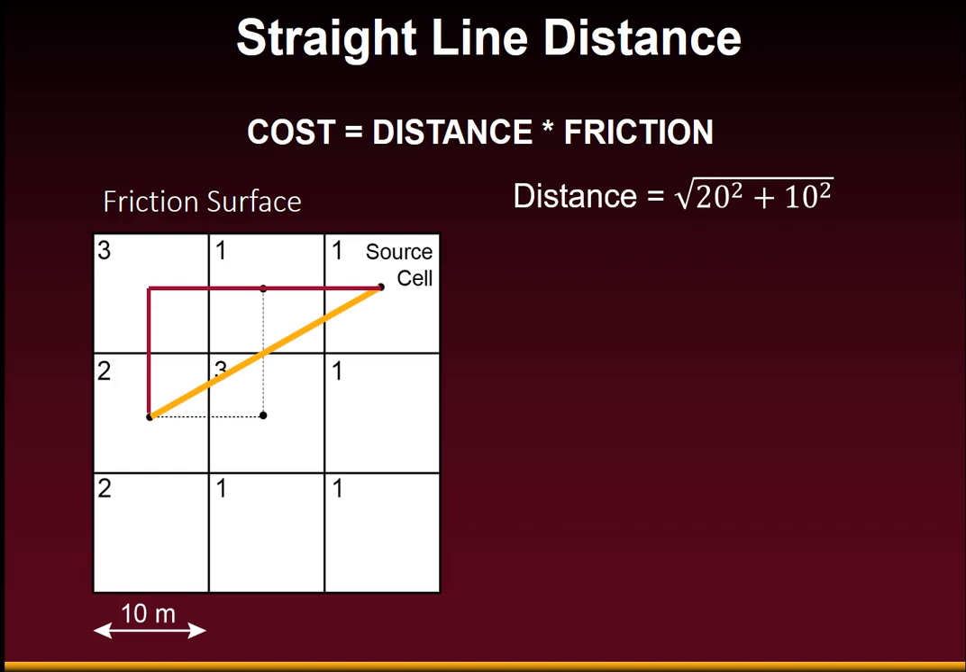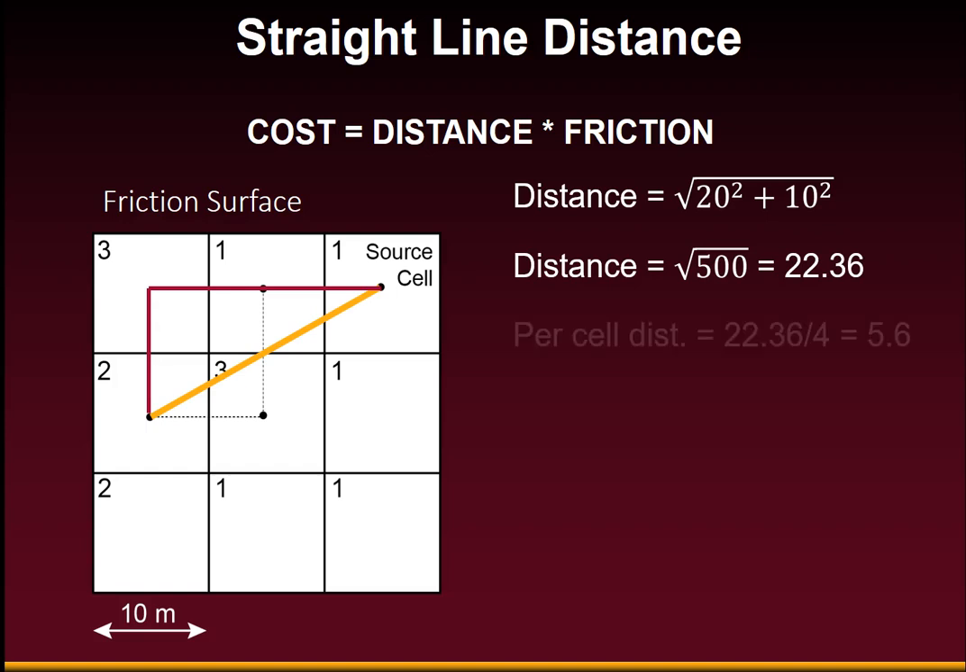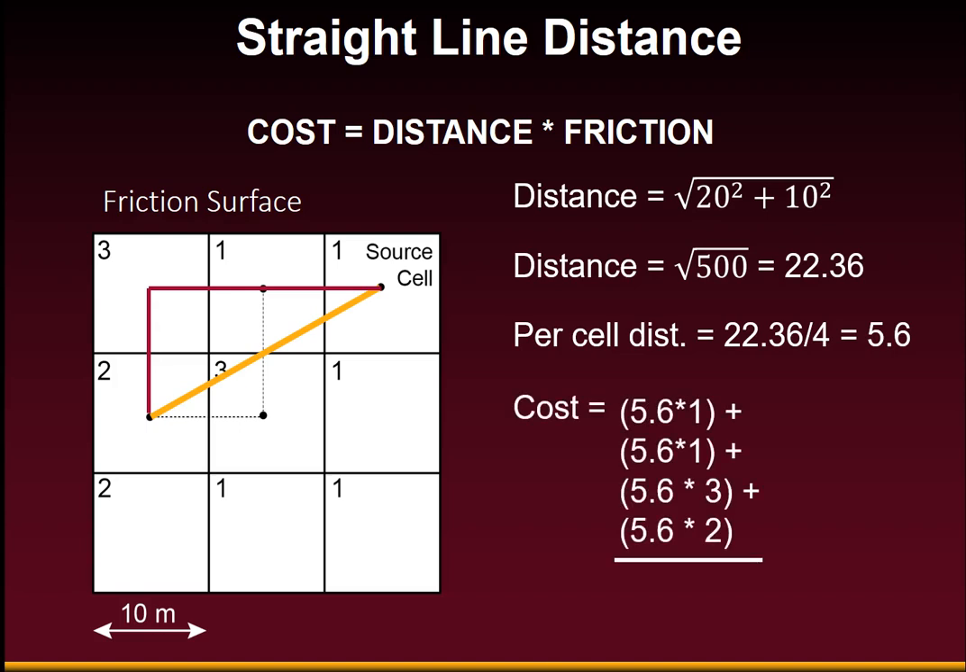Therefore, the distance of the hypotenuse is going to equal the square root of 20 squared plus 10 squared. In other words, the distance is the square root of 500, which equals 22.36. Now this time, the hypotenuse, or that straight line distance, travels through 4 different cells to reach the destination. So we need to take that distance, divide it by 4, to get the distance traveled through each cell, which is 5.6. We can then use that distance and multiply it by the friction in each of the cells to compute our final straight line cost distance.